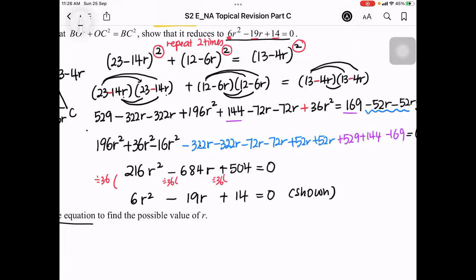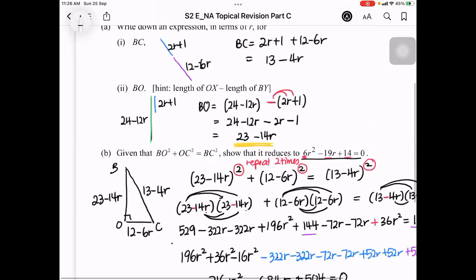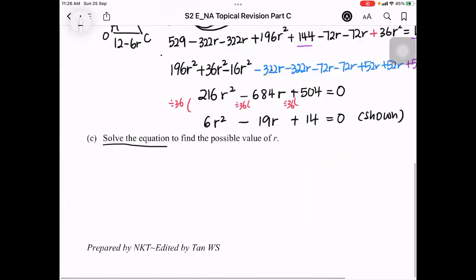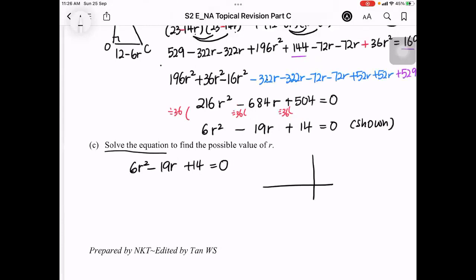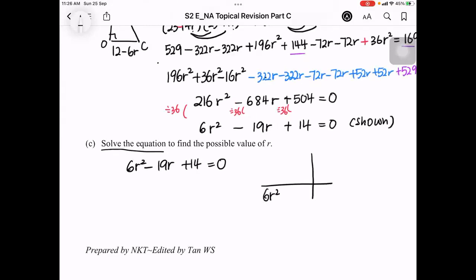Okay, then next part. Let's say I cannot do part A or part B, it doesn't matter. Can I solve the equation in part C? Yes, right. 6R squared minus 19R plus 14 equals 0. So we need to use our calculator, mode 2. I want 6R squared. There are many combinations: 3 times 2, or 1 times 6. So I should use my calculator, mode 5 to 2 or mode 3 to 2.